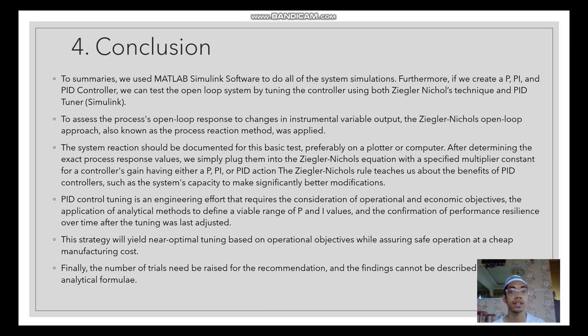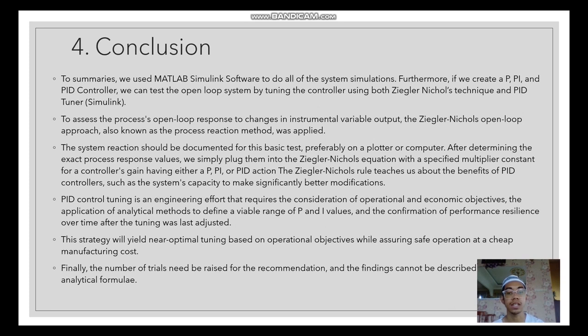The Ziegler-Nichols open loop approach, also known as the process reaction method, was applied. The system reaction should be documented for this basic test, preferably on a plot or computer. After determining the exact process response values, we simply plug them into the Ziegler-Nichols equations with a specific multiplier constant for a controller gain having either P, PI or PID action.